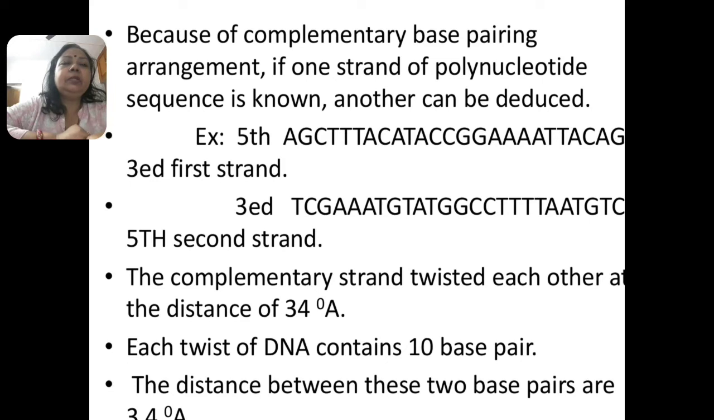So for the complementary strands twisted around each other, the distance of one twist is 34 angstrom. In each twist, because it is a twisted structure, the DNA contains about 10 base pairs, and the distance between two base pairs is 3.4 angstrom.